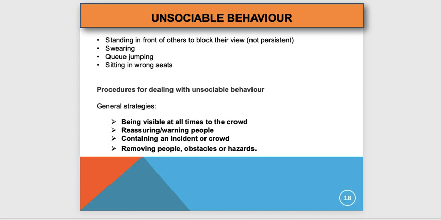Unsociable behaviour. What is unsociable behaviour? It's standing in front of others to block their view. Maybe not intentionally. People don't necessarily do that intentionally, but nonetheless, someone is standing in front of another spectator. That spectator then comes to you and says, I can't see, that person is standing in front of me. Alternatively, you see it. That's unsociable behaviour.